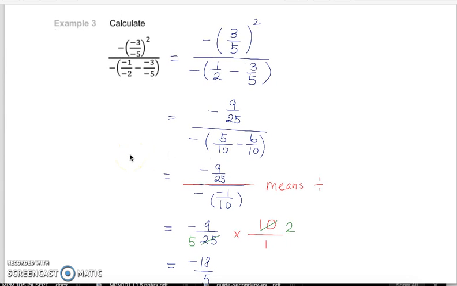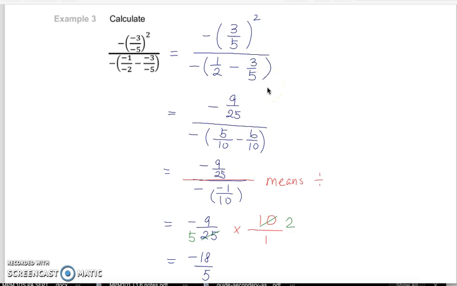Example 3. There are a lot of negatives in this question, so simplify as many of those as you can first. So I have negative 3 over negative 5. That's simply 3 over 5. I have negative 1/2, or negative 1 over negative 2. Negative negative makes positive, so this is positive 1/2. Other than that, all the other signs and symbols should stay the same.